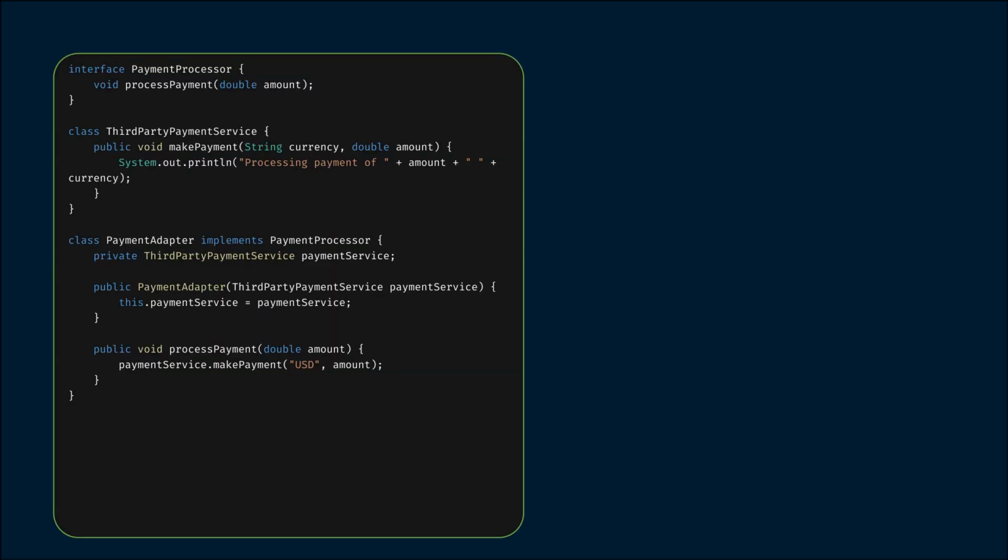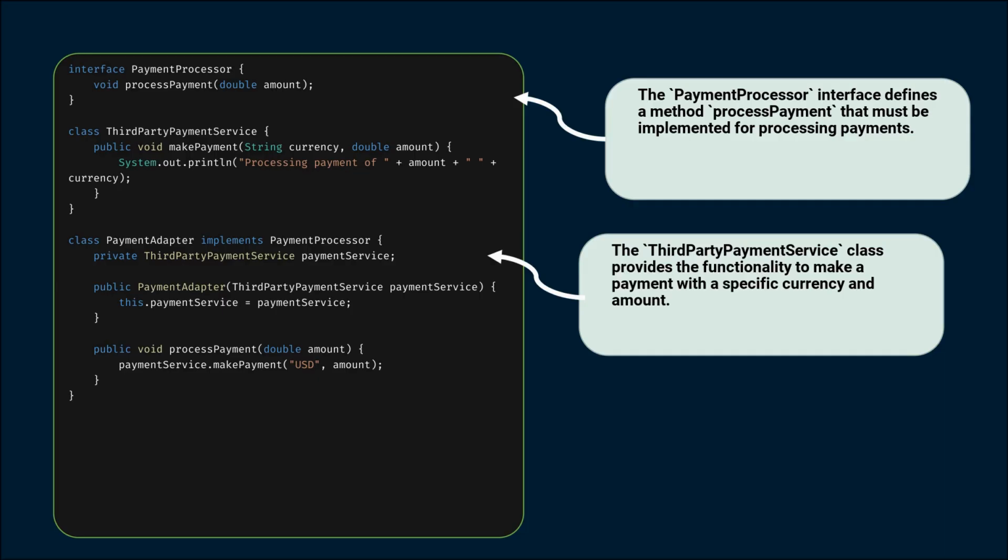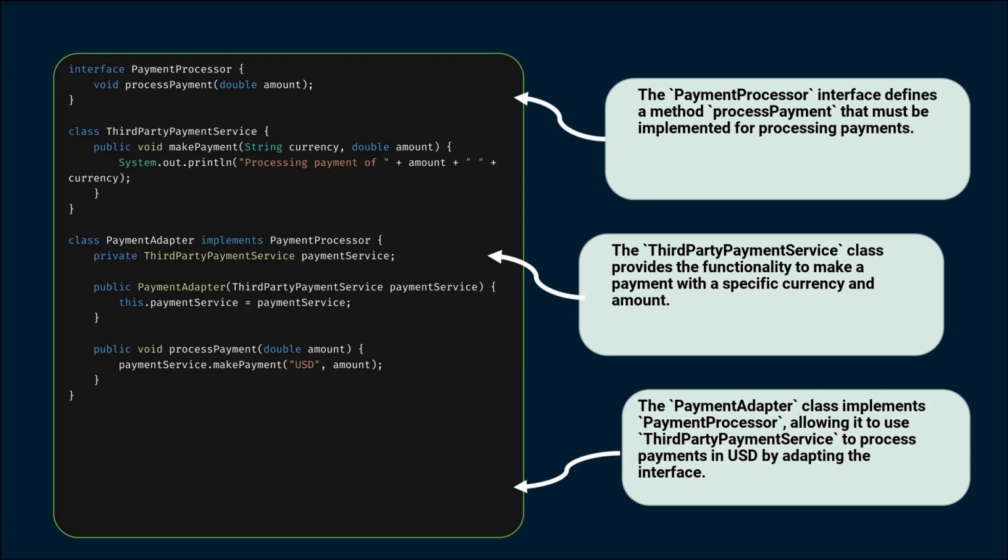which serves as the bridge between our application's payment processing interface and the third-party service's method for making payments. The payment adapter class implements the payment processor interface, which defines the processPayment method for handling payments. Inside the payment adapter, we maintain a reference to the third-party payment service, enabling us to leverage its payment functionality while adhering to the expected interface of our application. When we invoke the processPayment method in the adapter, it seamlessly converts the native method call into the specific makePayment method required by the third-party library.